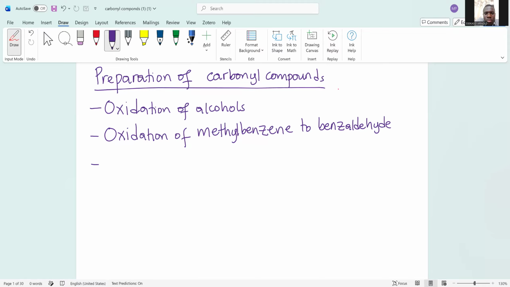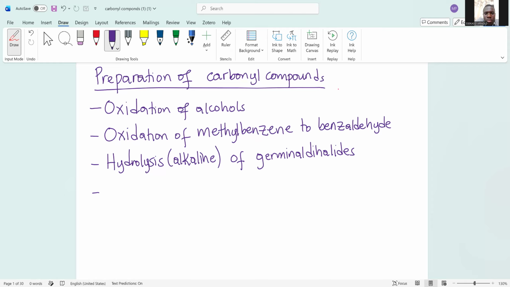Then the other preparative technique is hydrolysis. Hydrolysis here meaning alkaline hydrolysis, hydrolysis in presence of a base, alkaline hydrolysis of gem dihalides. Also, if alkyl halides have been taught, then to prepare carbonyl compounds from gem dihalides via alkaline hydrolysis shouldn't be news.